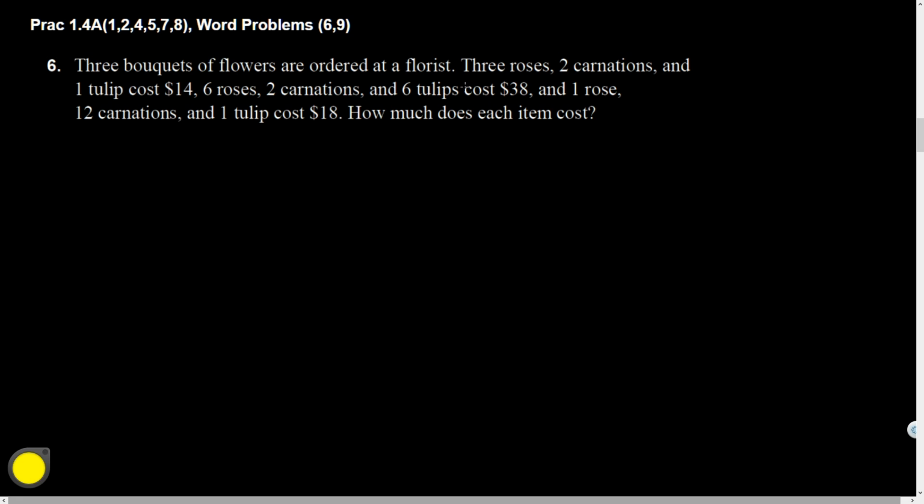We'll see what I got. And so 3 bouquets of flowers ordered at a florist, 3 roses, 2 carnations, and 1 tulip, and so on. And then, okay, so they gave me different facts. So I'm going to start by defining my variables. And my variables, in this case, are defined in the question being asked. How much does each item cost? So that's not the cost of the bouquets, that's the cost per flower. And so x equals, tell you what, cost per rose.